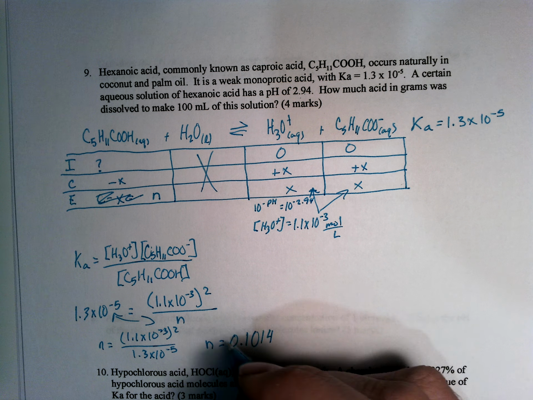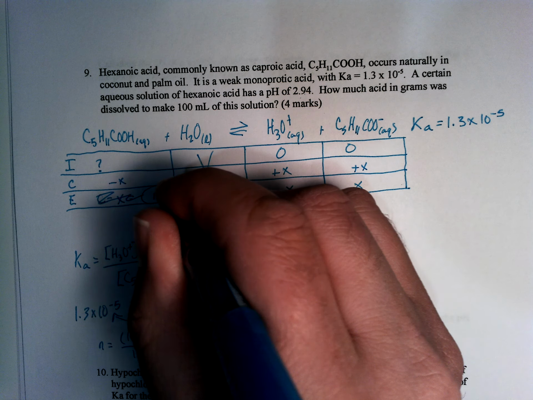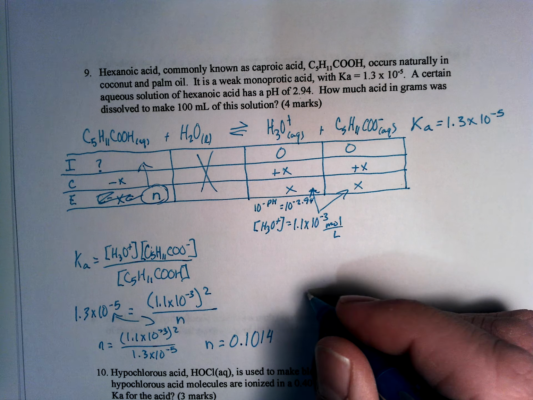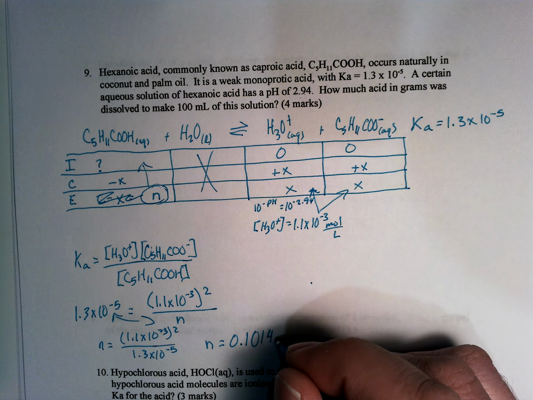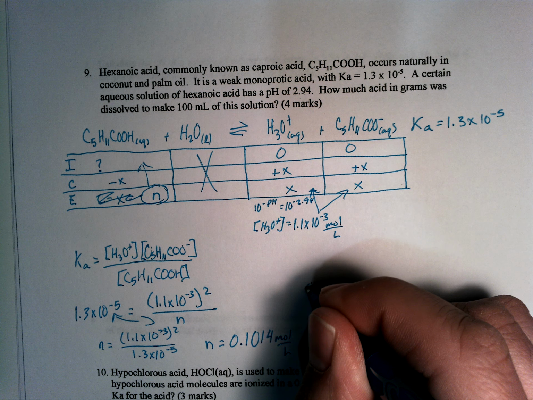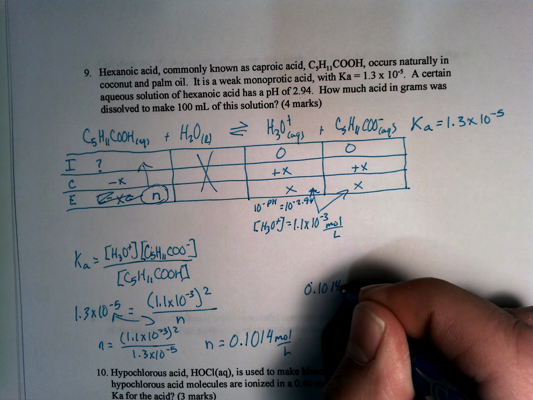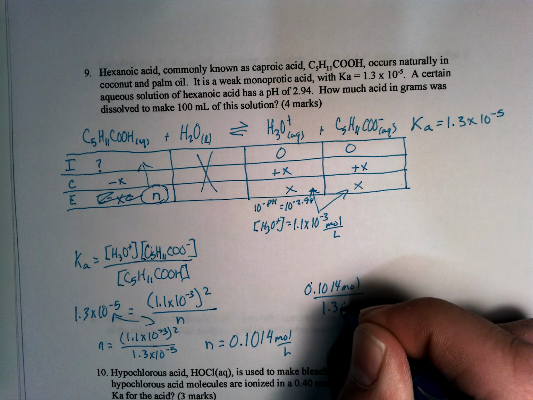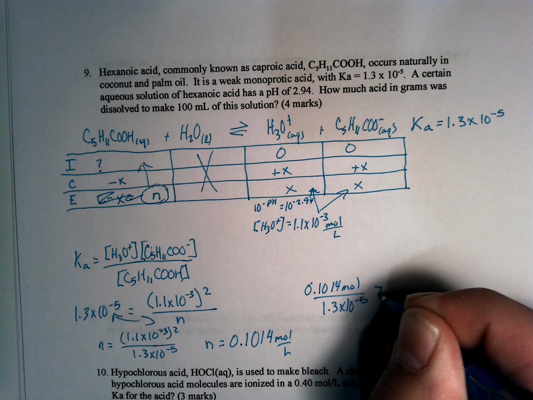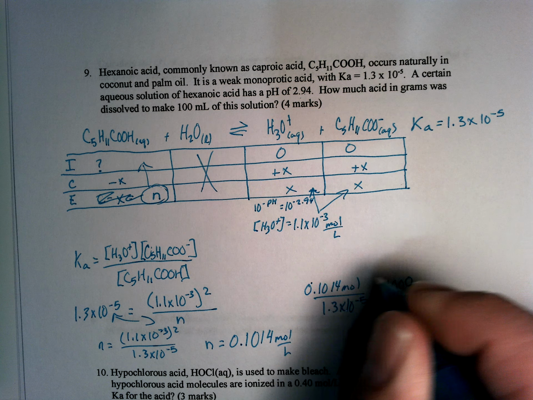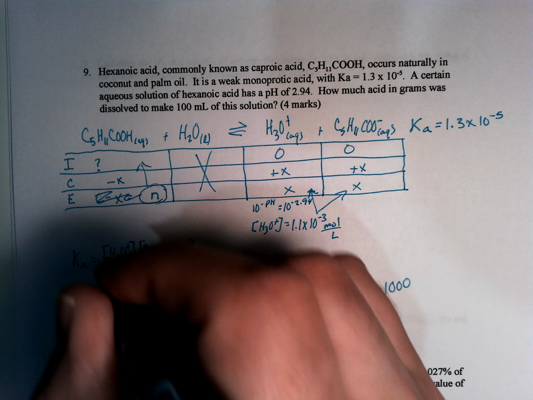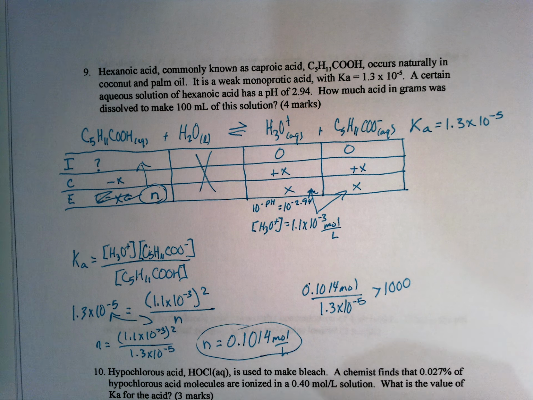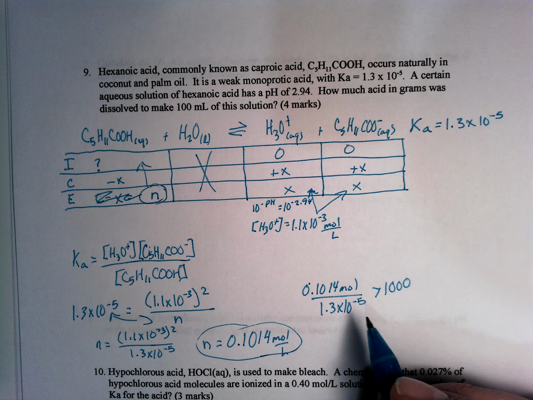Now we kind of know this value here. To find out if it's the same up here, we can do our rule of 1,000. So we'll take this number, which is in moles per liter, 0.1014, divided by our Ka, and this number is greater than 1,000. So basically our initial concentration will equal this. Okay, now we know that.